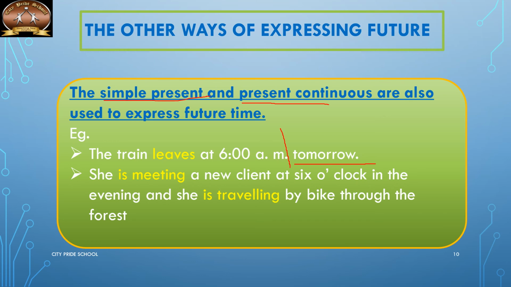So meeting is going to be an ongoing action in future because it is 6 o'clock in the evening. And then another action, she is traveling by bike through the forest. This is also future continuous tense, but it appears to be a present continuous.